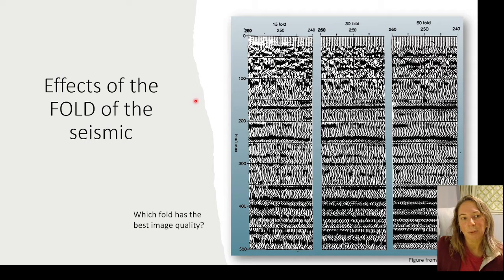This is an example also of the effects of fold in the seismic data. Here we've got 15-fold data on the left, 30-fold and 60-fold data. You can see that the noise is much reduced as we increase the fold. So I think it's pretty obvious that we would rather have higher fold data to interpret off of, particularly if we want to be very confident in our interpretations.